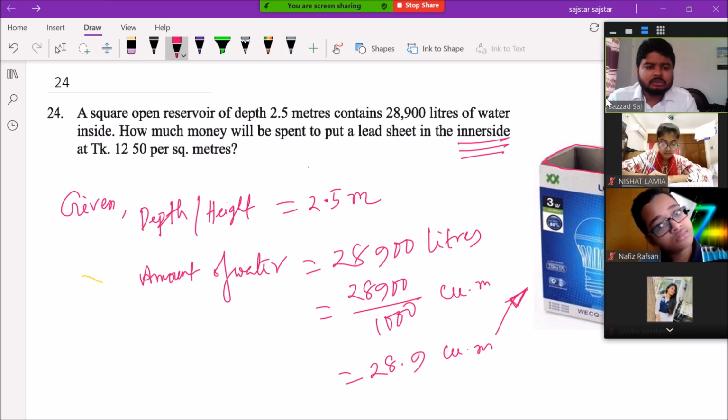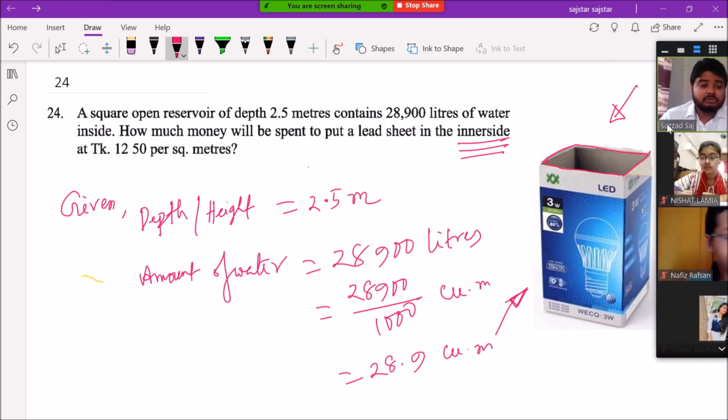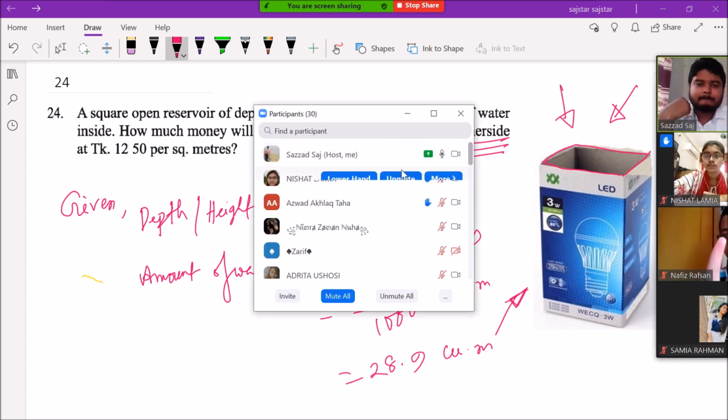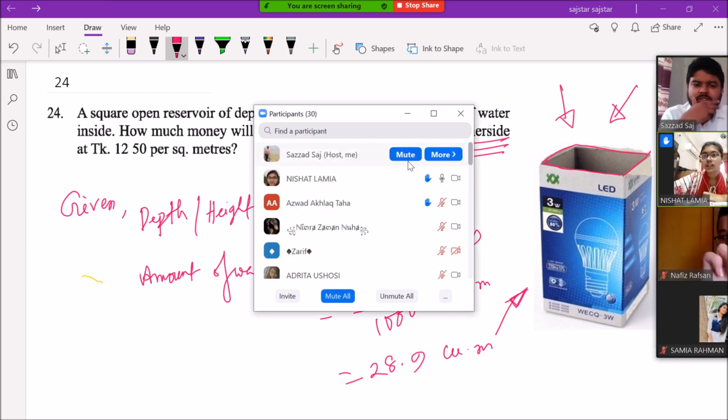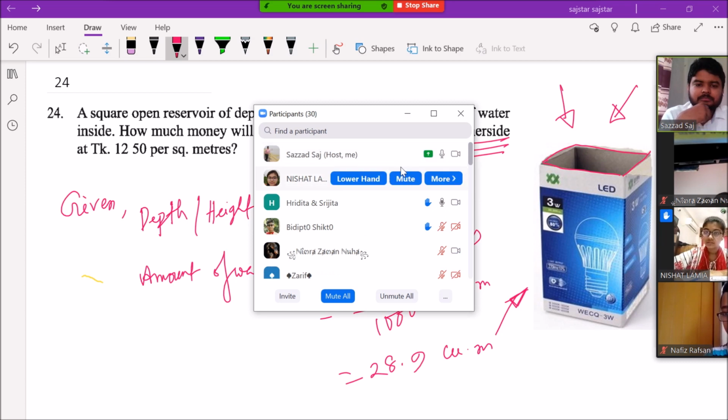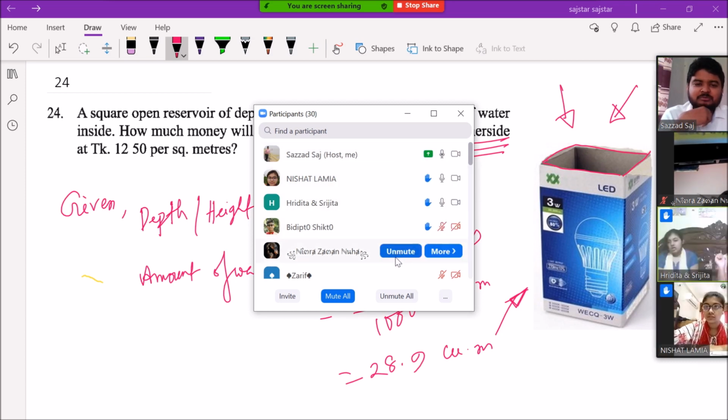Now if you closely observe the screen and the figure here, I have brought it here. So in the inner side of this reservoir, how many walls are there? Who can say? 4 walls are there. Sir, 5 walls. Okay, some say 4, some say 5.